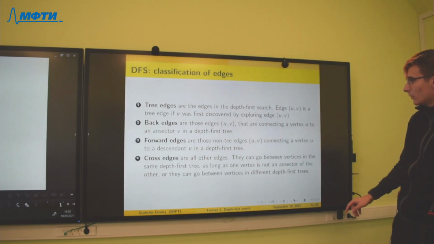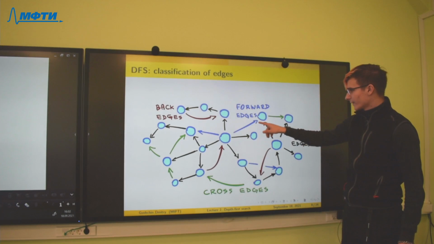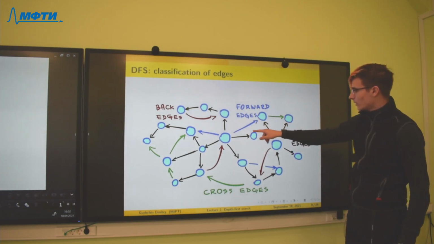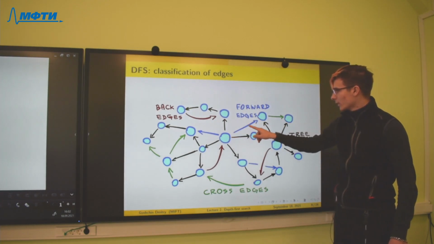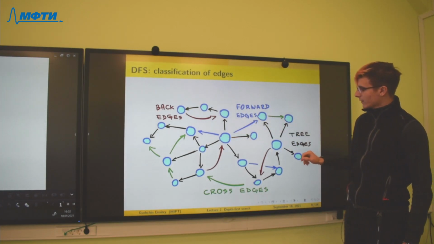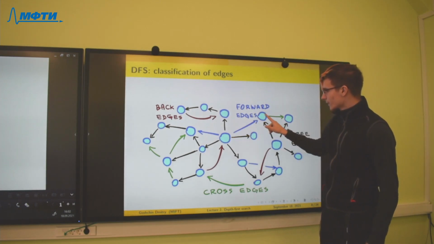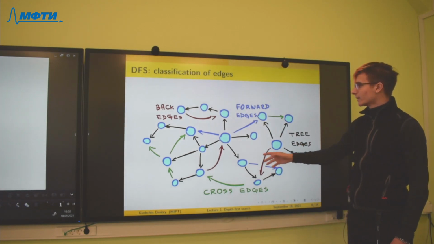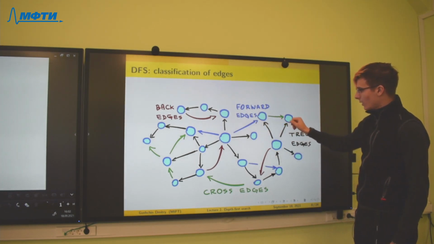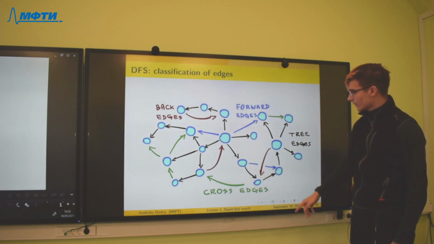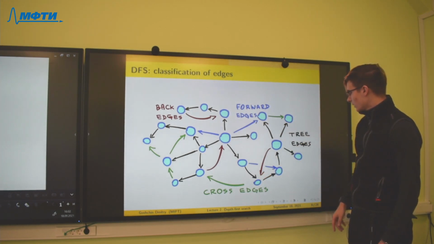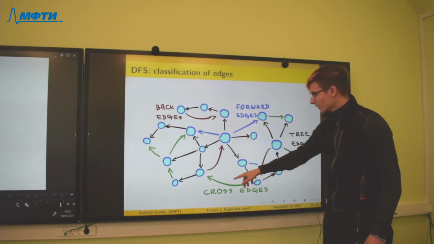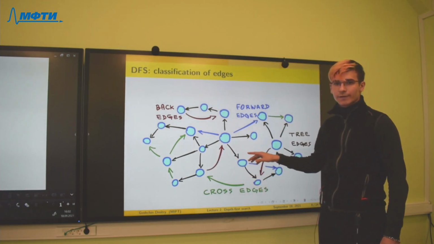So if there is the other direction of this edge, for example, if this is vertex U and this is vertex V, we say that U is an ancestor of vertex V. Yep. So we say that it is a forward edge. And so we have cross edges that connect vertices that have no order in this tree. Okay.